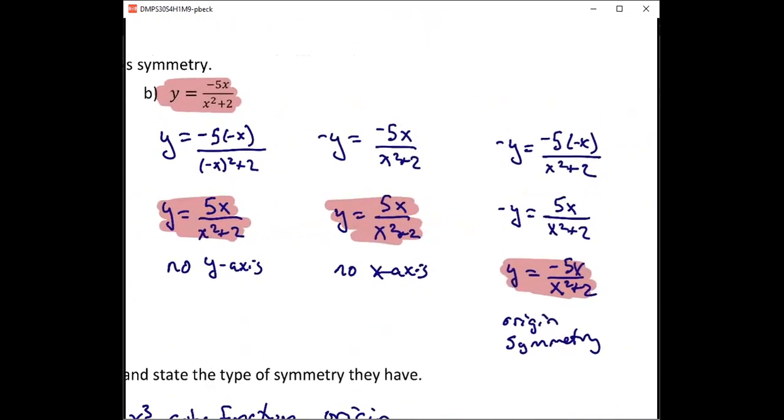Taking a look at this one, when I plug in -x for x and -y for y in the appropriate spots, when I simplify, that ends up being a +5x, not a -5x. For this part of it, if I multiply both sides by -1, that's how I got to that step. Once again, you can see that this is a +5x, not a -5x. Now, when I substitute both in at the same time, once again, if I multiply by -1 down here, what ends up happening is I have the exact same equation that I started with, which means that I have origin symmetry.